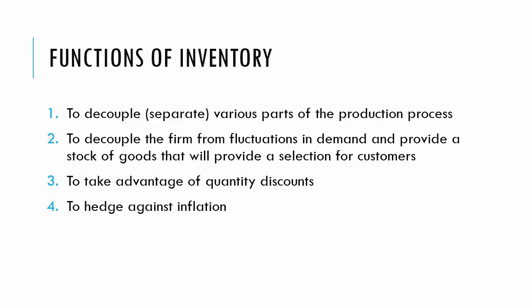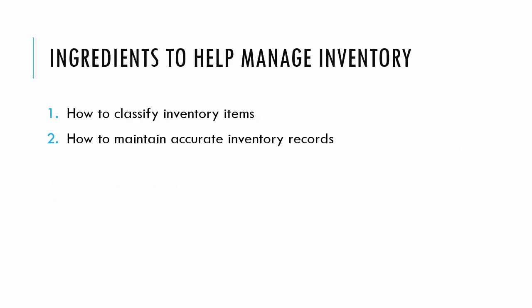Second function: decouple the firm from fluctuations in demand and provide a stock of goods that will provide a selection for customers. Here that means having enough stuff on the shelf so that customers find what they want when they want it. We might buy inventory in larger quantities, which we'll look at in a quantity discount model later. So that's one reason we might hold more inventory, and we might also hold more inventory to hedge against inflation or other things that might come up in the economy.